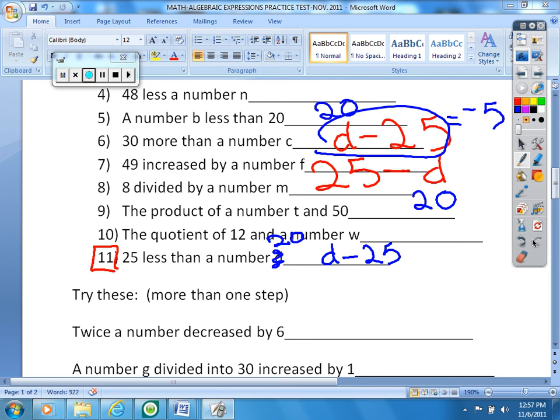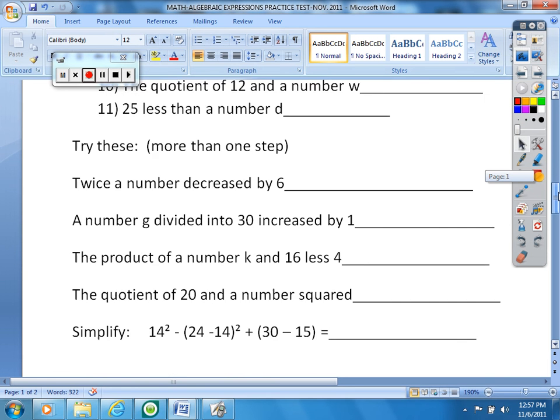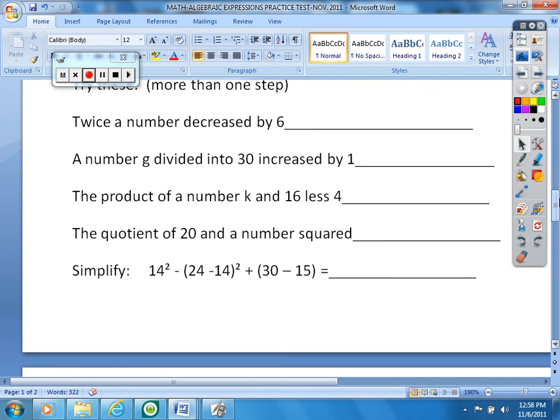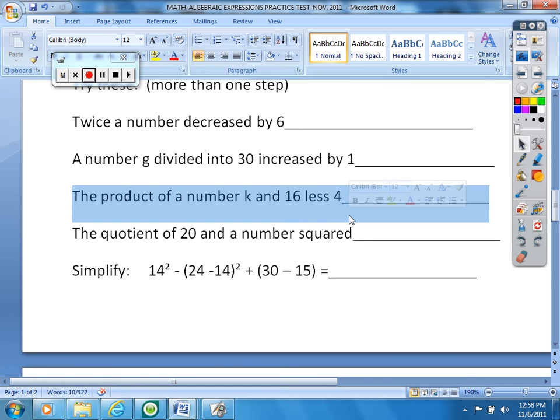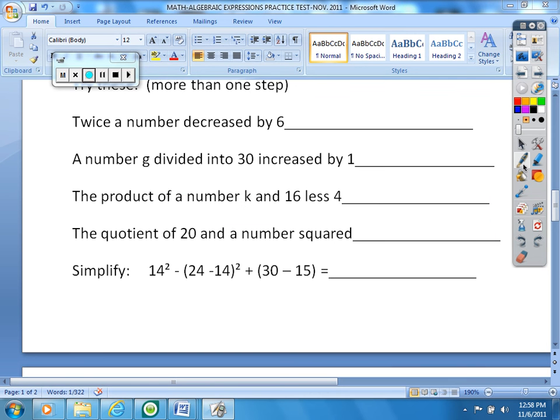Okay? Now then they've got some with two steps, which the students have done very well on these. I'll just do one of those. I'll do this one here. It says the product of a number k and 16 less 4. All right. So let me write that. First of all, product means the answer to a multiplication problem. I tell the students to make sure they write the number first. That means the product of a number k and 16. You don't write k16 because that does not make any sense.